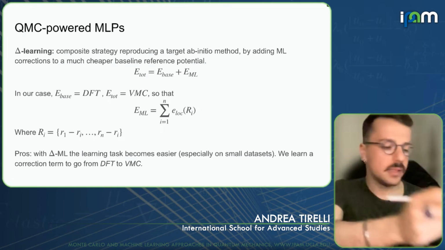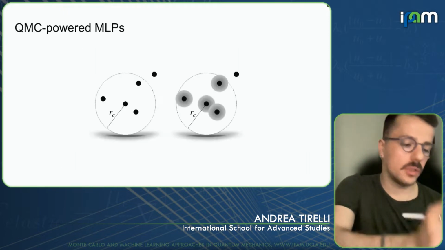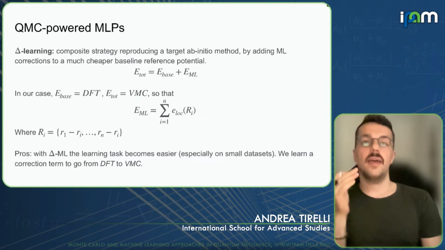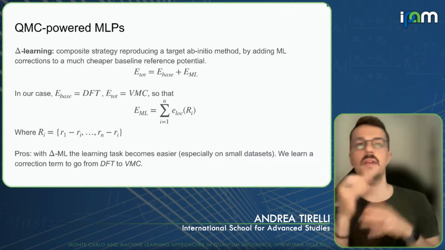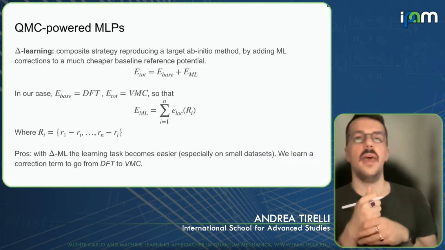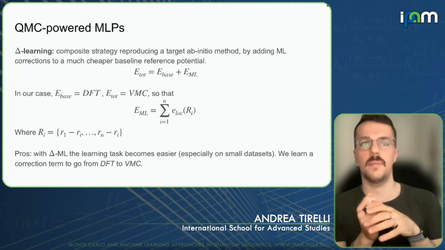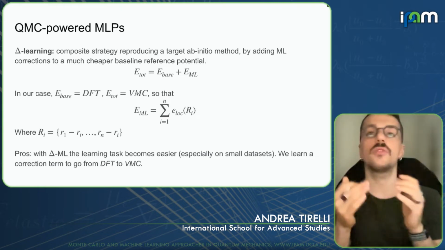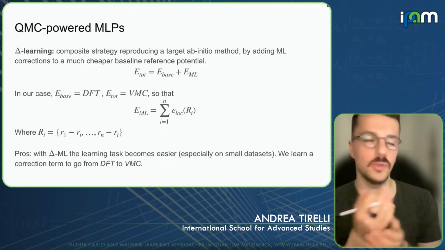But in theory, there is no constraint on what E tot or E base should be. And theoretically, one could say, okay, I want to start with E base as a DFT simulation with a certain functional like, I don't know, LDA. And I want E tot to be, again, a DFT simulation performed with PBE functional. And I want to learn a correction term that enables me to go from LDA to PBE.